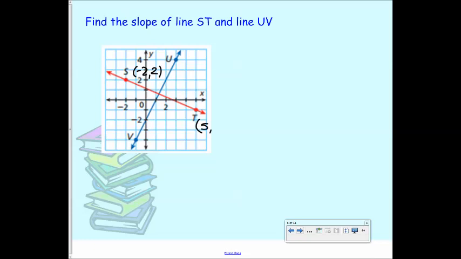-1 minus 2 over 5 minus -2. -1 minus 2 gives me -3. 5 minus -2 gives me 7. Okay, so this is the slope of ST. All right, and then VU, this coordinate is 3, 4. And this coordinate is -1, -4. So what's my slope formula there for VU? -4 minus 4.